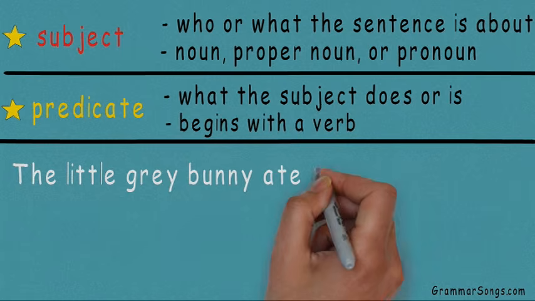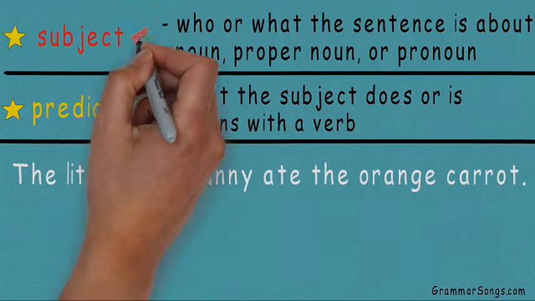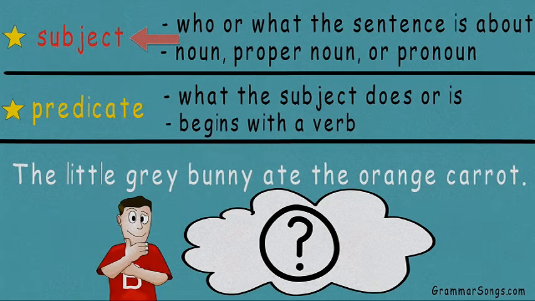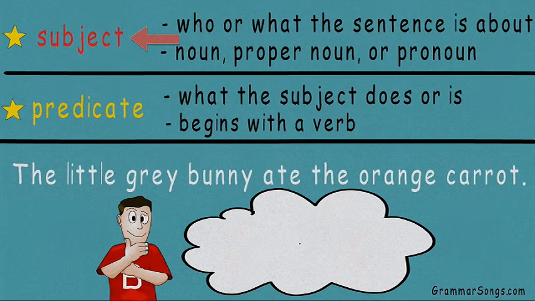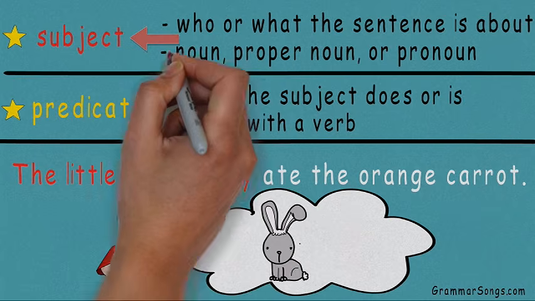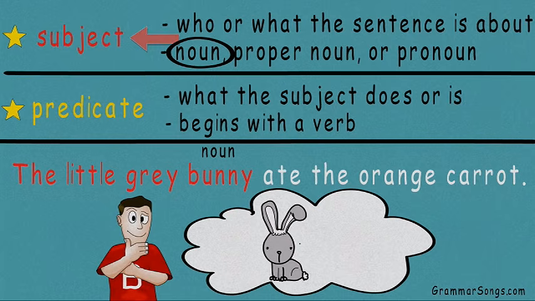The little gray bunny ate the orange carrot. First, let's find our subject. Who or what is this sentence about? Well, when I read this sentence, I get a picture in my head of a little gray bunny. The little gray bunny is my subject. A bunny is a noun.